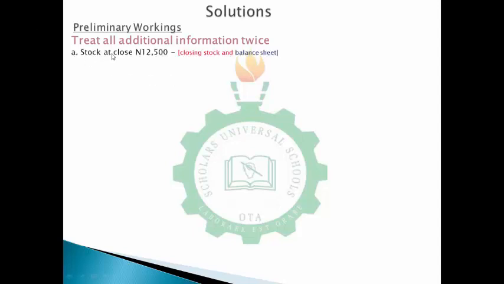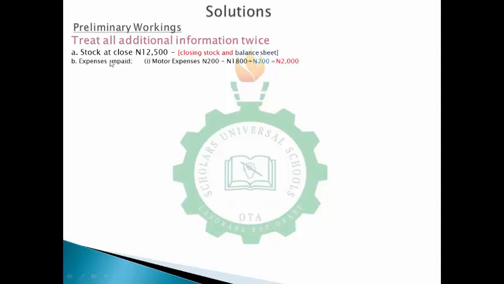The first information says stock at close is 12,500, and we are supposed to treat it twice. The first time, you'll be using it as your closing stock. Don't forget that closing stock represents the amount of goods that you have in your business at the end of the day, and closing stock usually is given to us as additional information. The stock that you have in your trial balance represents your opening stock, so your closing stock is given to you as additional information. That's additional information one. And the second part is you'll be treating it as your current asset on your balance sheet.